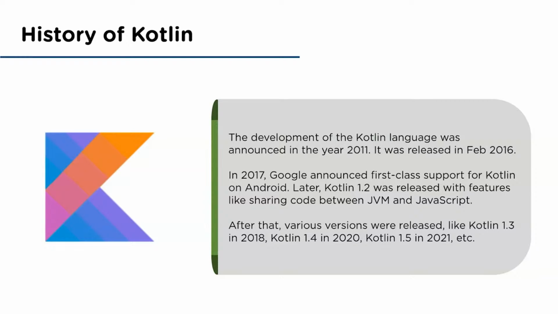In the year 2017, Google announced the first class support for Kotlin on Android. Later, Kotlin 1.2 was released with features like sharing code between JVM and JavaScript. After that, various versions were released like Kotlin 1.3 in 2018, Kotlin 1.4 in 2020, Kotlin 1.5 in 2021, etc. Now, moving on to features of the Kotlin language.